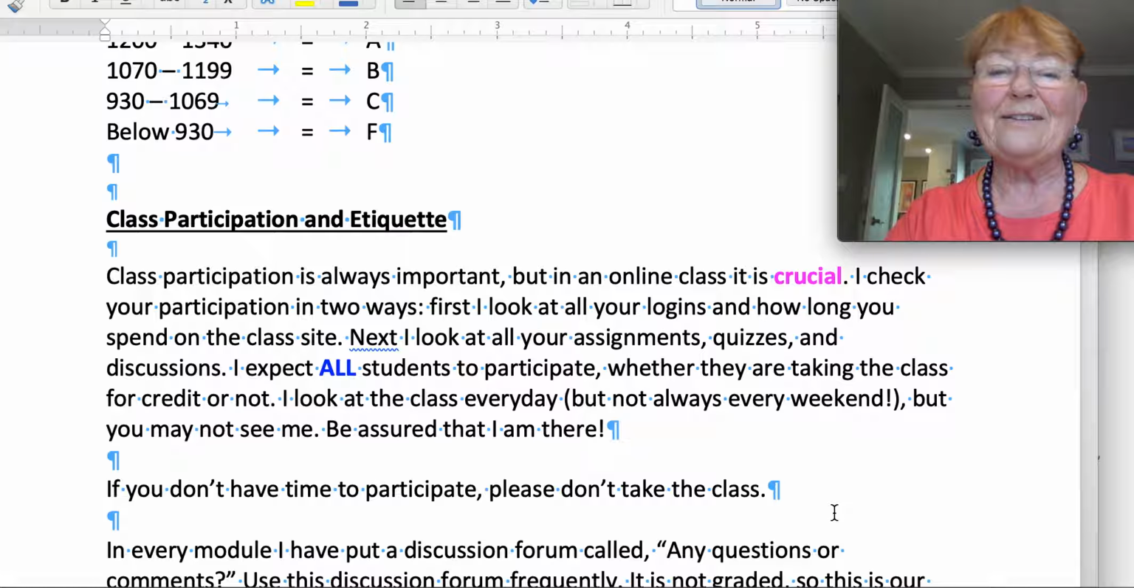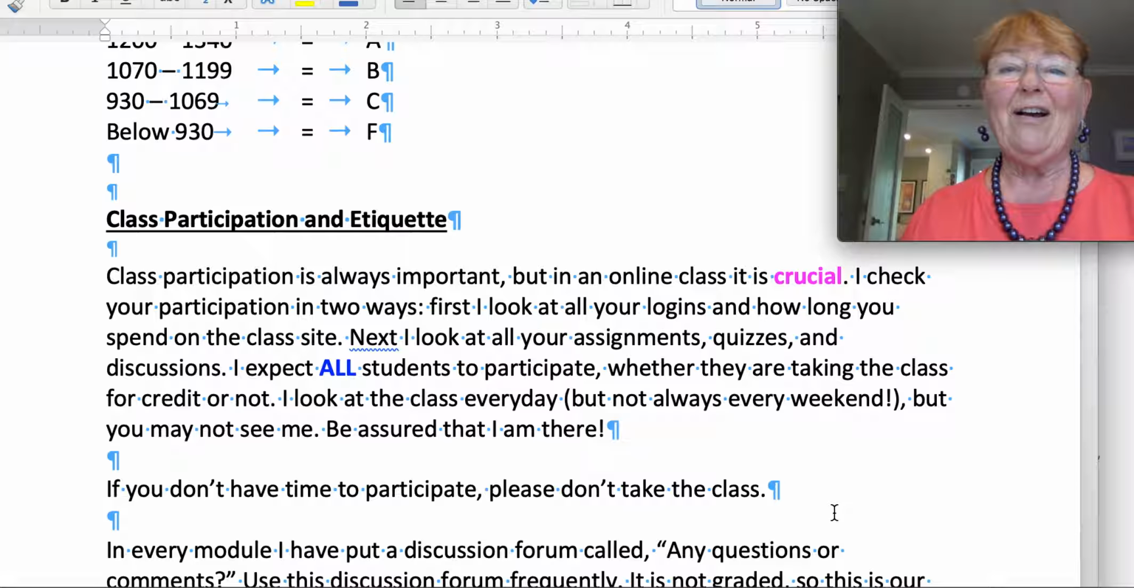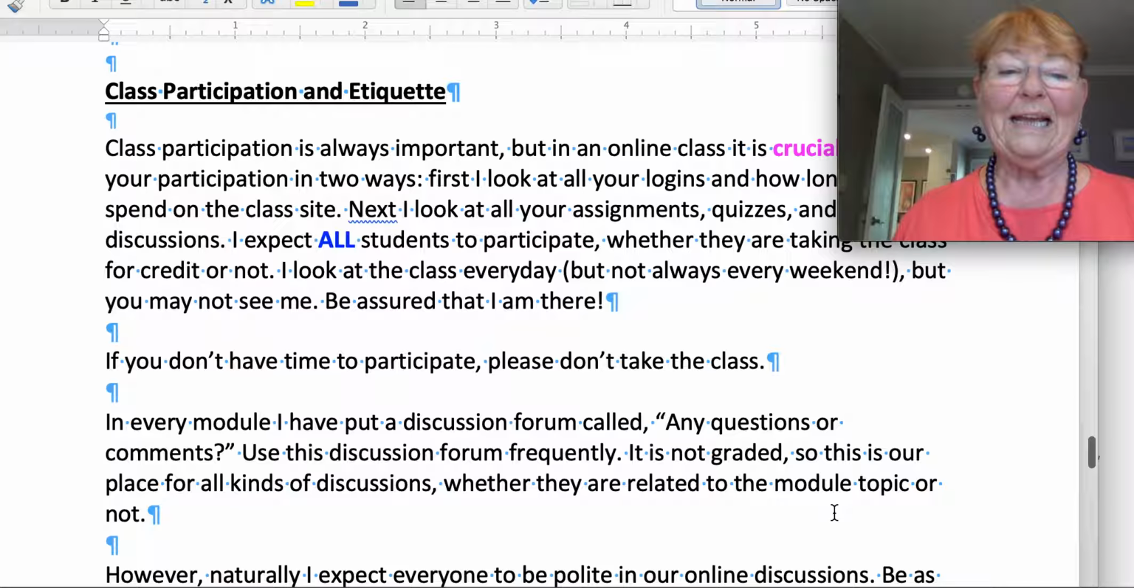Now I actually look at the class every day, maybe not every weekend, but still every day. But you may not necessarily see me there because maybe I'm talking to one student, but that doesn't happen to be you. So I will be there all the time. I'm sort of hovering in the background. If you don't have time to participate, it's better not to take this class.